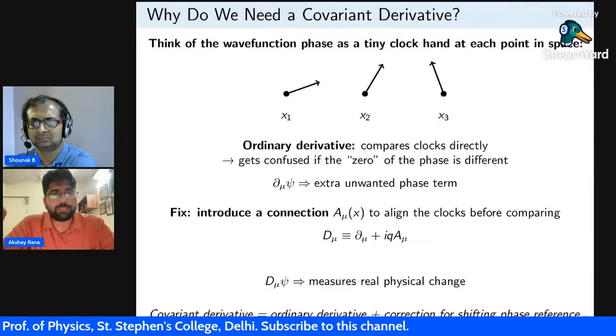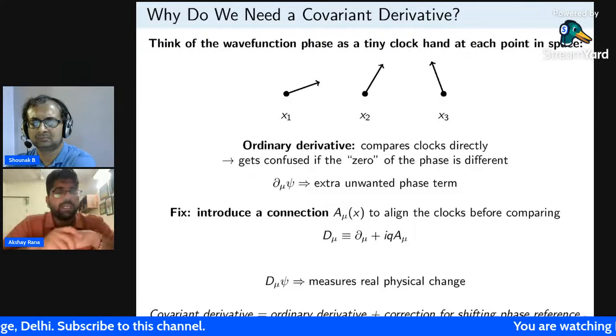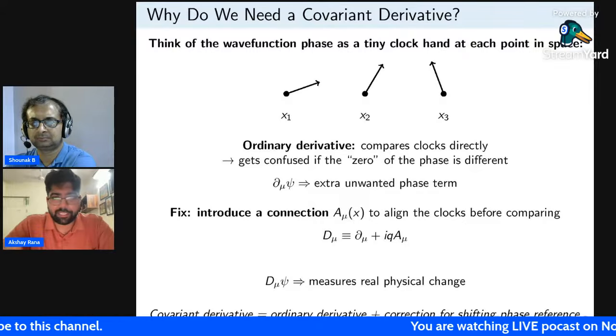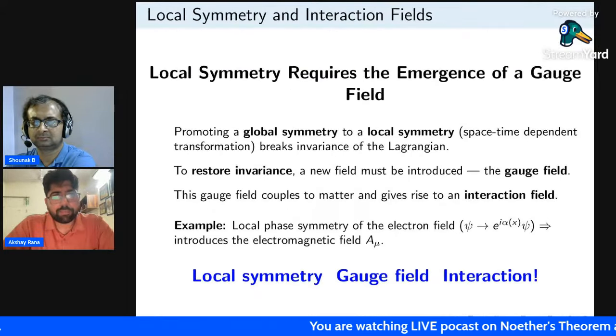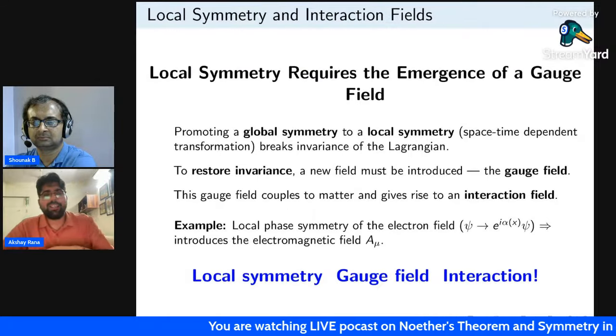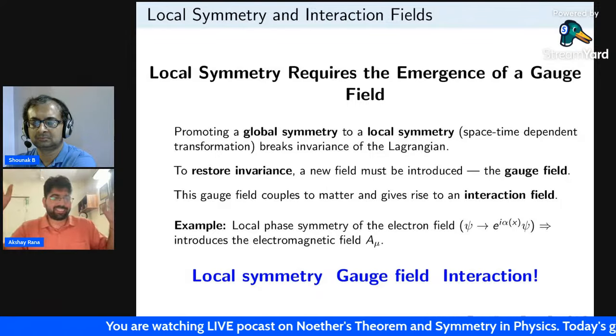Otherwise, for any space-time which is curved, the derivatives are going to be covariant derivatives. Maybe I'll briefly talk about it. So that's the whole stuff.